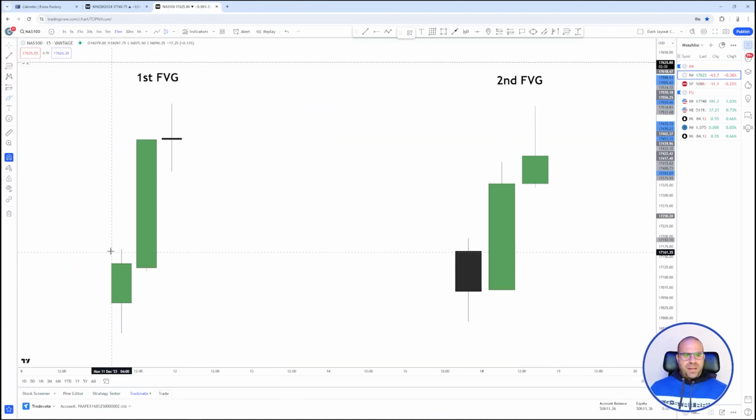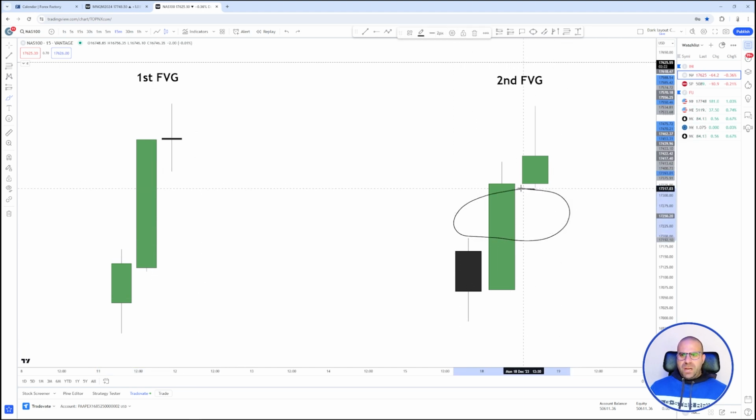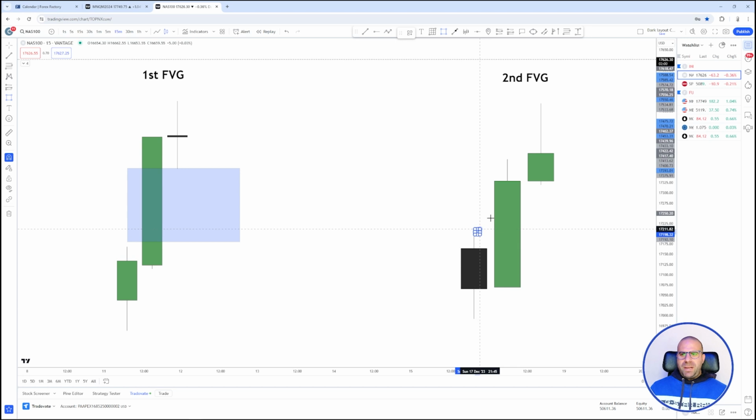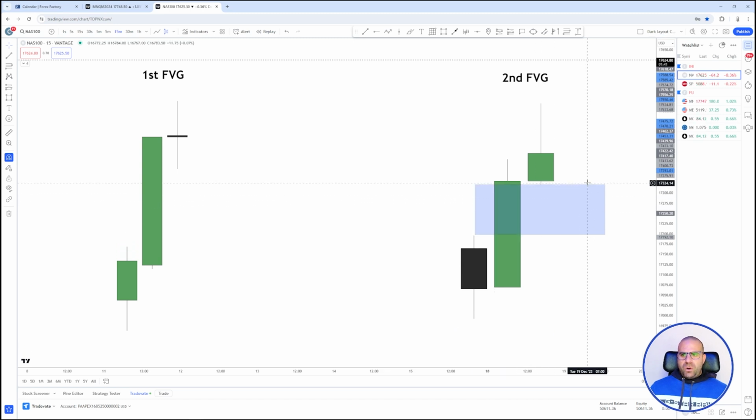Here, traders, I have two bullish fair value gaps. One is this fair value gap right here, and the second one is this fair value gap right here. I will explain why both of those are very important, and then I will show you the third, which you shouldn't be trading at all. Now, the secret is in how these fair value gaps are being formed.